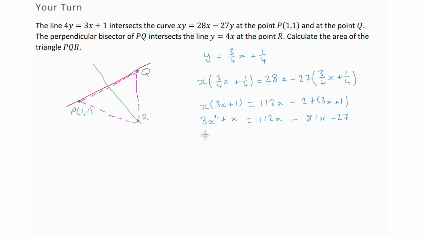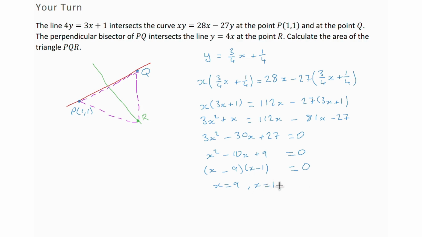And then rearrange this, because this is a quadratic, into 3x². 112x take away 81x, and then bring that onto the other side, is going to give me a total of minus 30x, and then plus 27. These are all divisible by 3, so simplify this down and factorize. Going to be (x - 9)(x - 1), which gives me the values x is equal to 9 or x is equal to 1.